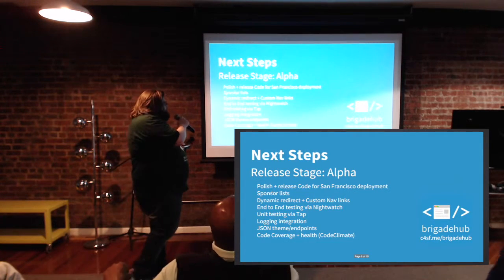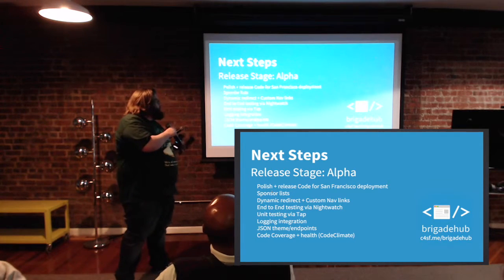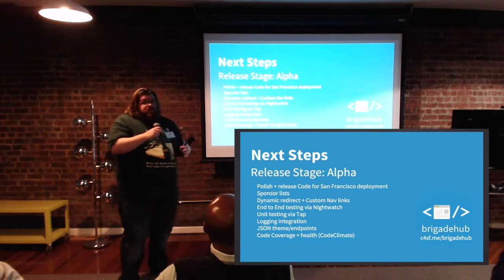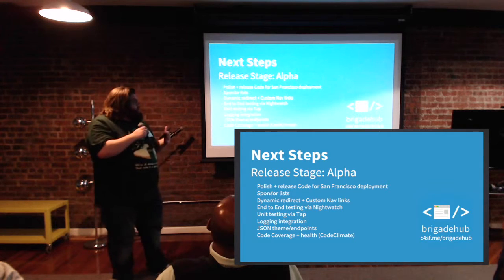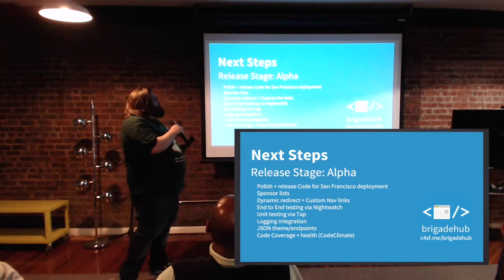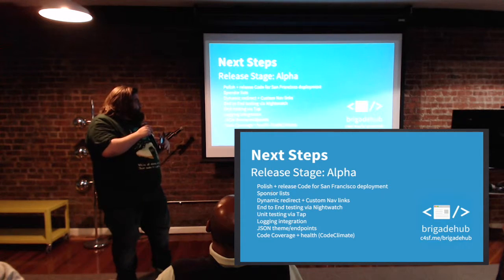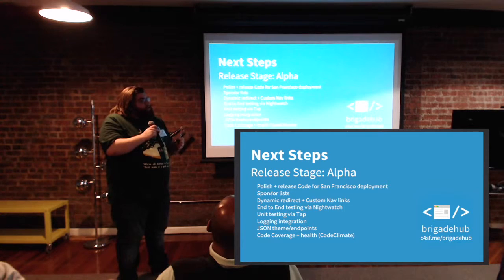Some of the next steps: we still have some things that we want to do in alpha stage. We need to do some polishing and do a full deploy for Code for San Francisco as a whole. We want to expand out the sponsor list management as well as dynamic redirects. We want to implement more testing, as well as logging integration, code coverage and theming expansion.